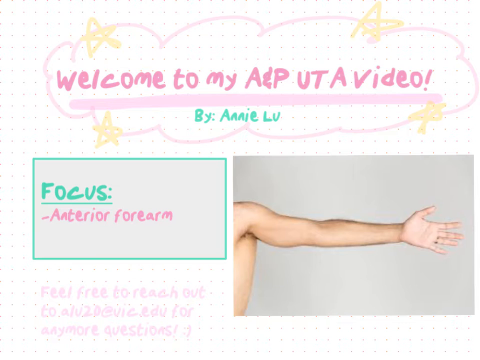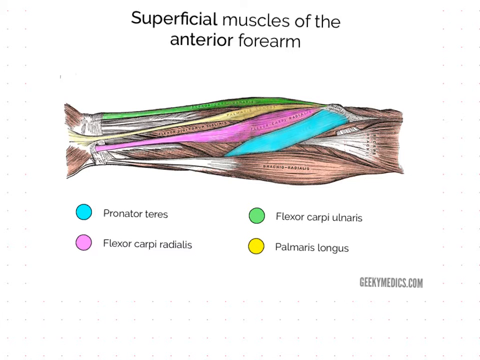Today we'll be focusing on the muscles of the forearm in the anterior compartment, both the superficial layer and the deep layer. If you have any more questions, please reach out, and I put my email right there. Alright, so let's first start off with the muscles in the superficial layer of the anterior compartment.